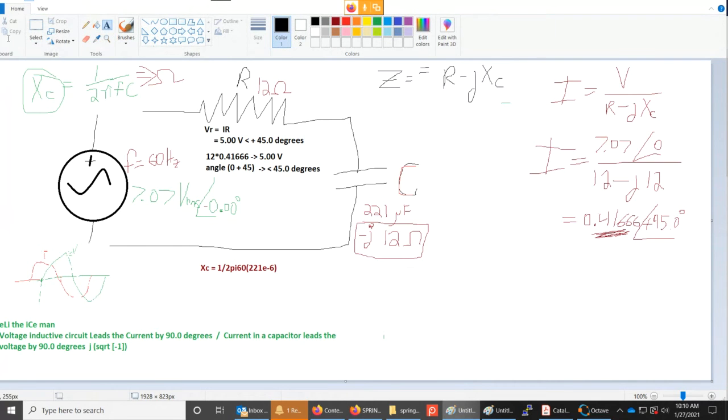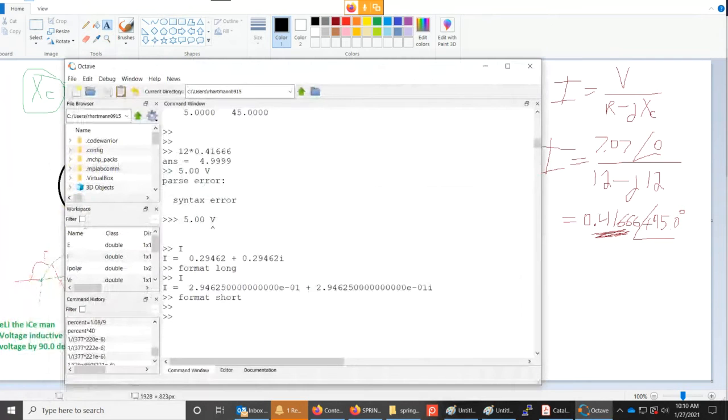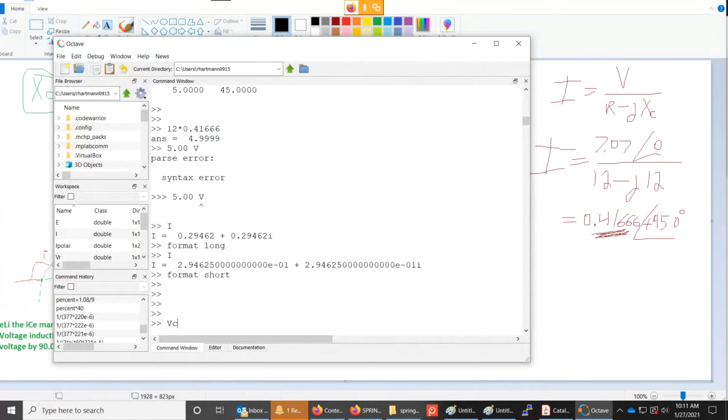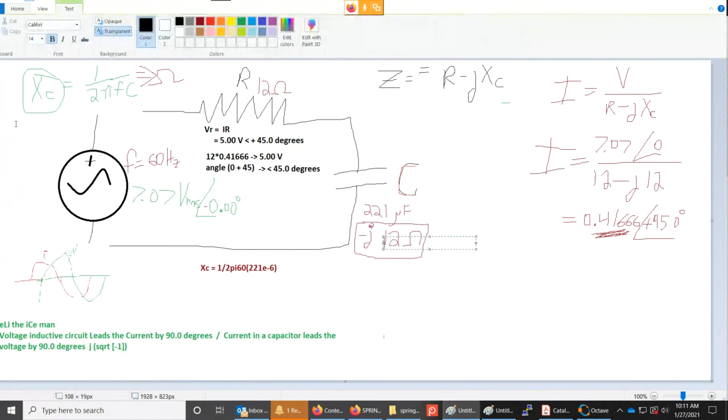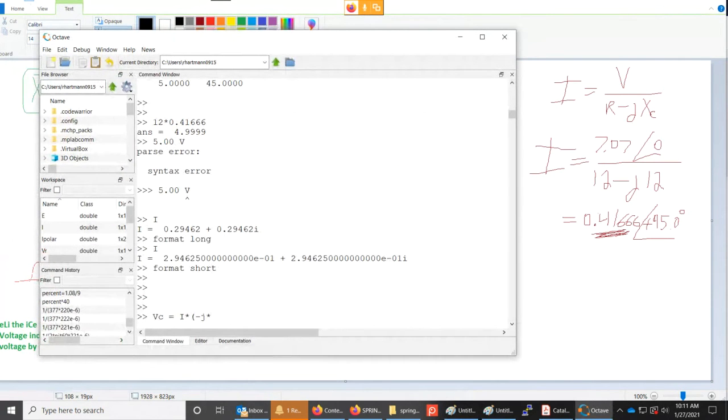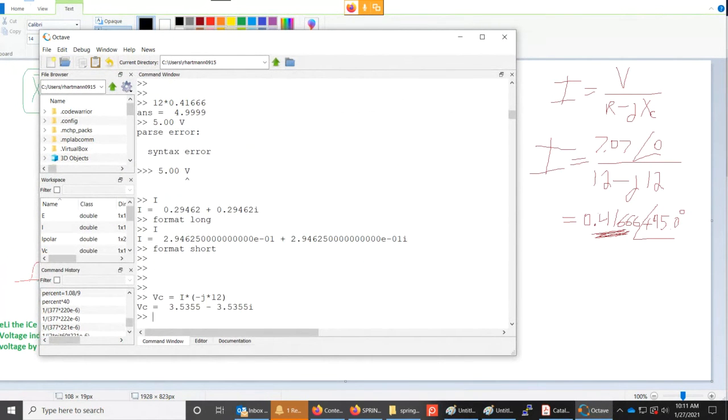So let's find out what is the voltage across our capacitor. The voltage across the capacitor is equal to the current times the minus j. You can't lose the angle. So it's the current times minus j times the reactance. Now remember, the reactance was 12 ohms. So 12, and there is my current.